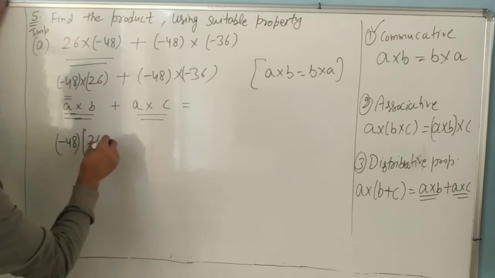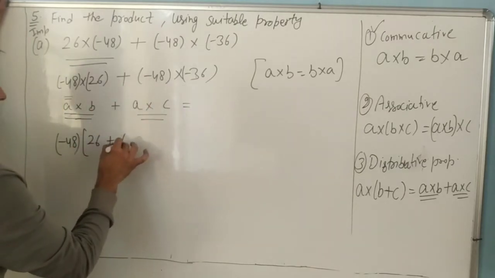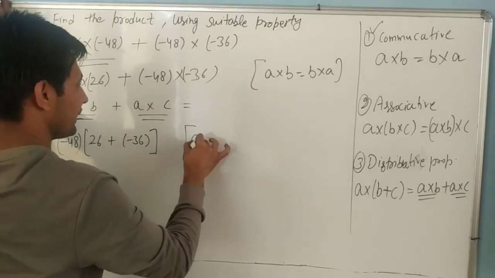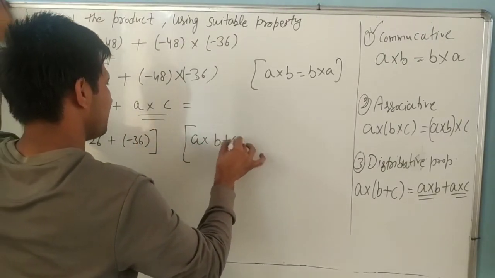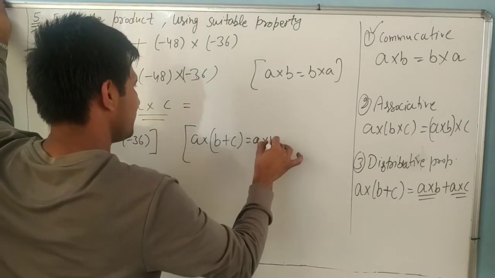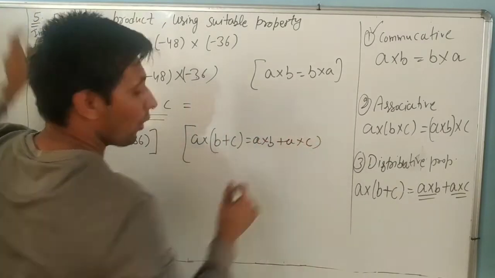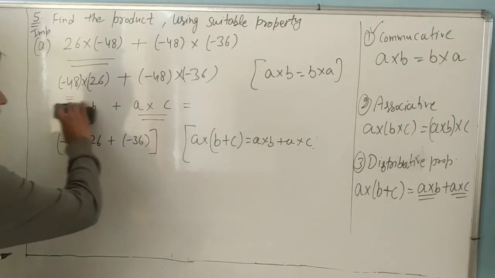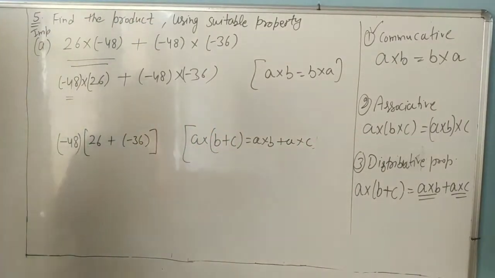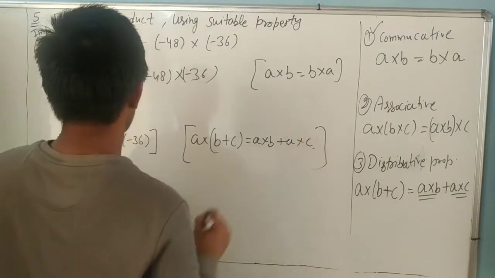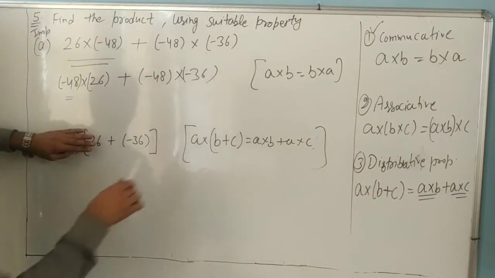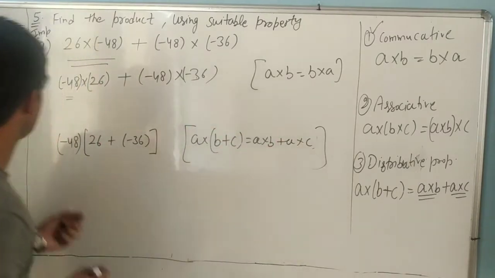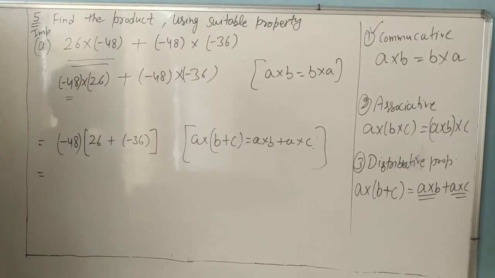Minus 26, now plus minus 36, and always write the property: A into B plus C is equal to A into B plus A into C. Only, dear, you have to identify the property. No need to write this one, okay? You have to identify, it is your answer. So look at A into B plus A into C. What can we write? A is common, B plus C. Same as it is. We use distributive property.